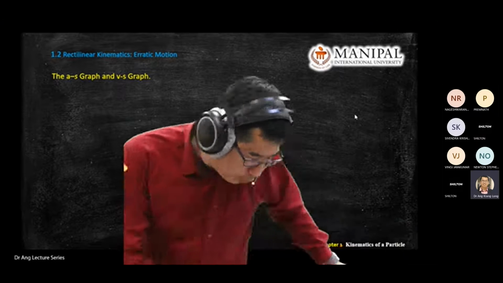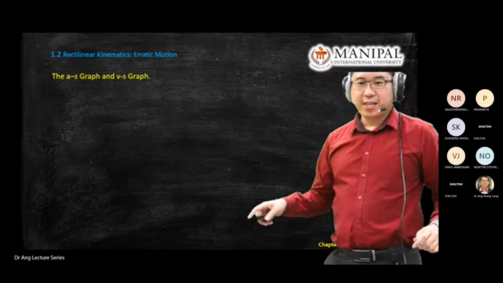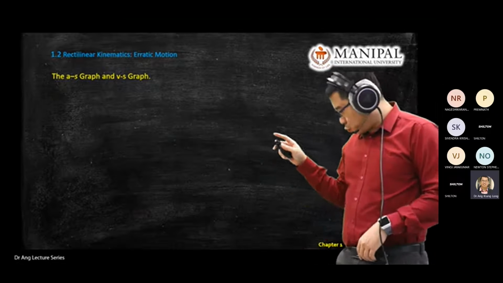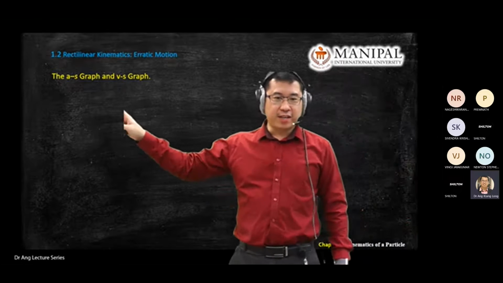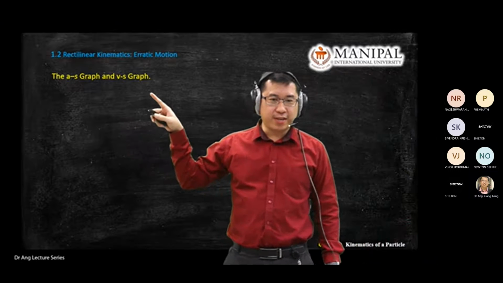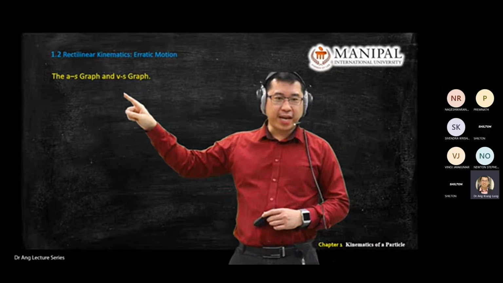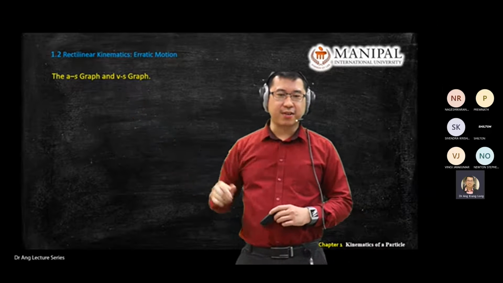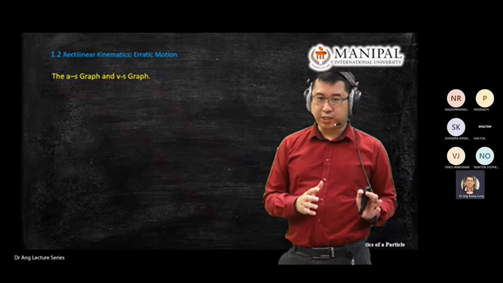Okay, so for the second part, we have done VT, ST, and AT. Now I want you to refresh your mind again. We learned another two extra graphs, the AS and VS graphs. Try to separate what we learned in the first session.